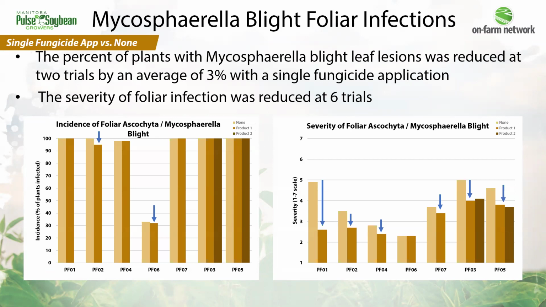So a single application of fungicide reduced the amount of plants with foliar symptoms at 2 trials, but only reducing disease incidence by 3%. The severity of infection was reduced at 6 trials with a fungicide application. Fungicide applications limited the spread of disease further up the plant canopy at these trials.